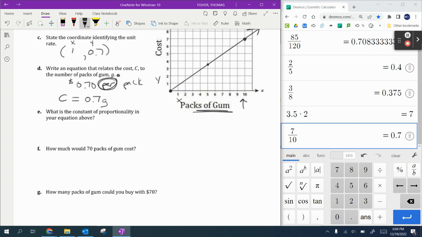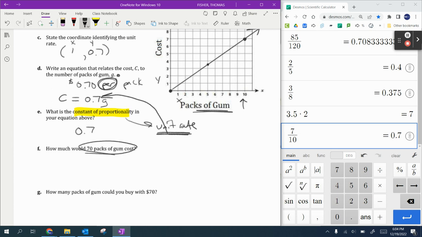It's the same either way. For part E, the constant of proportionality, that just means unit rate. Okay, and we just answered basically what that was. The unit rate is the only number you see in a proportional equation. It's just the 0.7, the 70 cents per pack. That's your constant that you're scaling by in this proportional relationship.